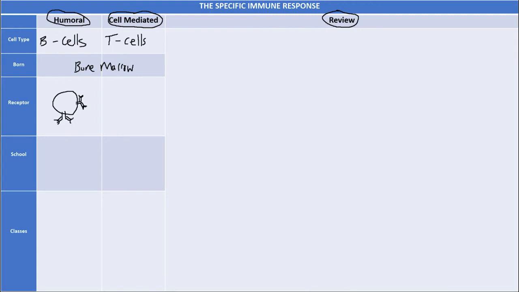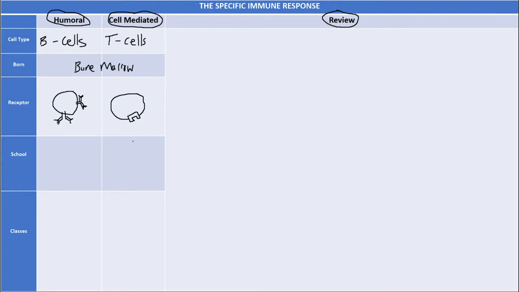So B cells have antibodies in their cell membranes as receptors, whereas T cells have the old classic T cell receptor going on. In their cell membrane they have T cell receptors, and they're specific shapes. They're made of protein. They're coded for in the DNA. They get transcribed and translated, just like we said in protein synthesis.